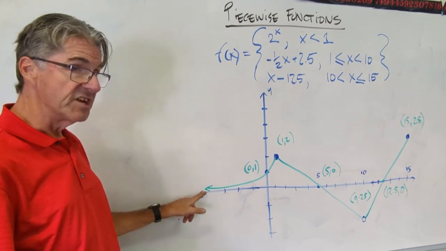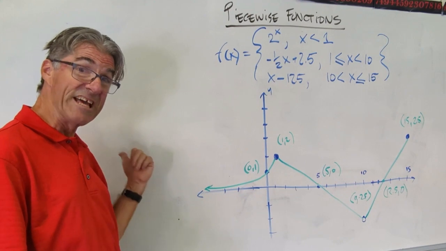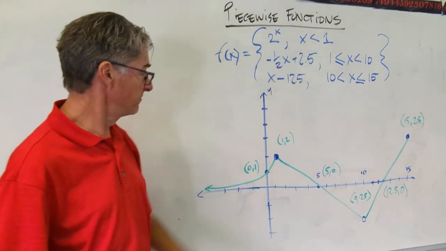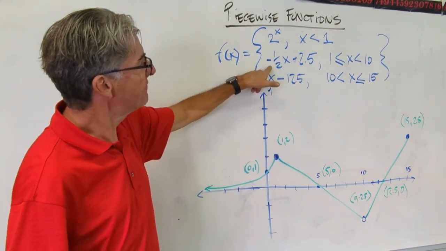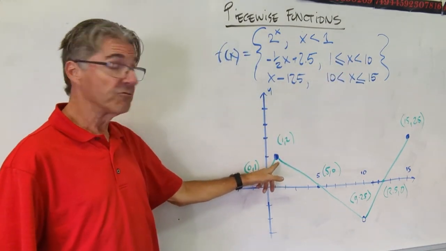Notice how here I have an arrow. It means that the exponential part of this function goes forever to negative infinity. All that has to be, x is just less than 1. Okay? It can't be 1, but for our second function, x can be 1. So this is solid for that reason.